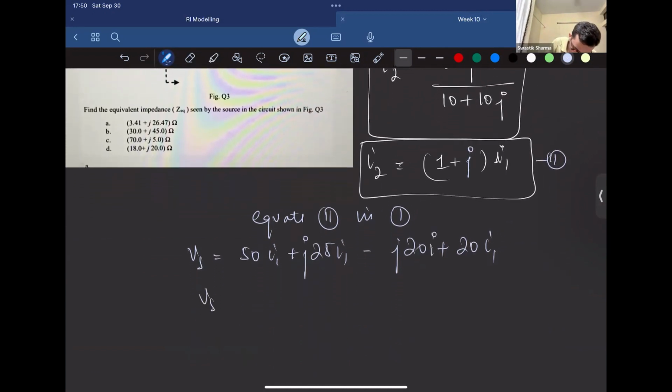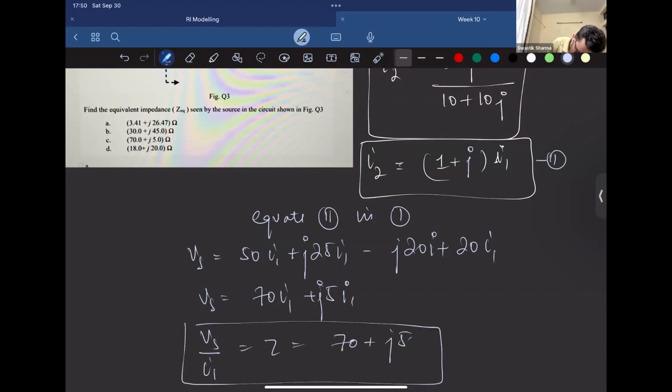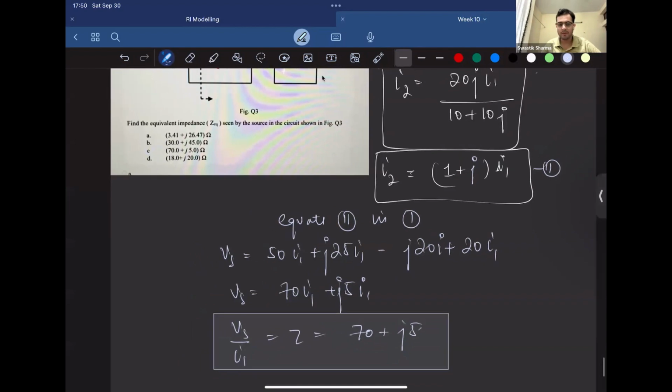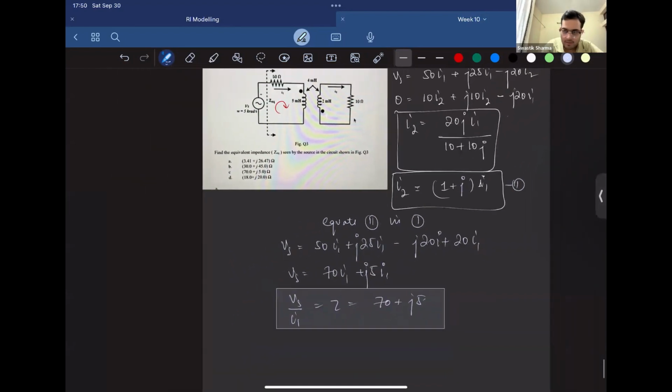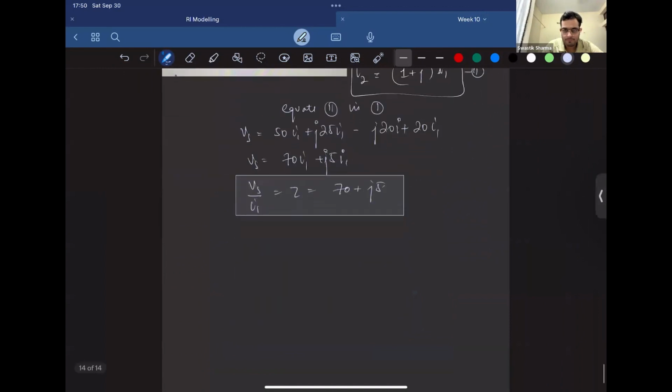So Vs is what? 70 I1 plus 5 I1 j. So equivalent impedance is nothing but 70 plus j5. See how easy it is to solve these questions. Just remember the polarity and try to solve it like normally you would do for the AC circuit analysis, right? That's what you do here.